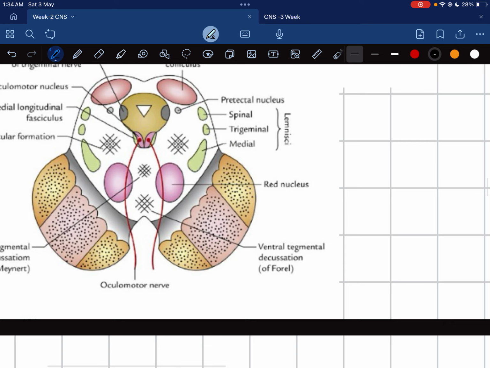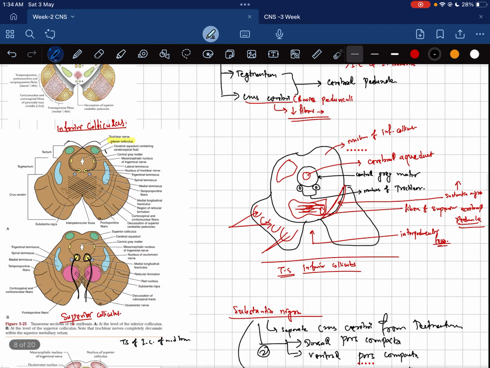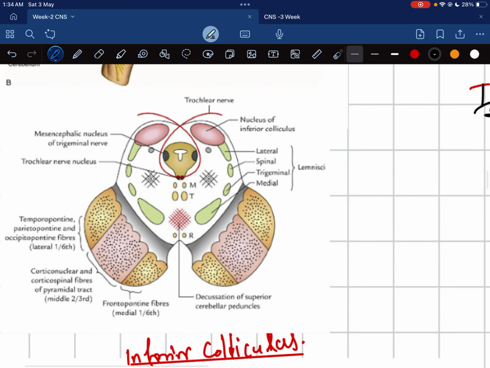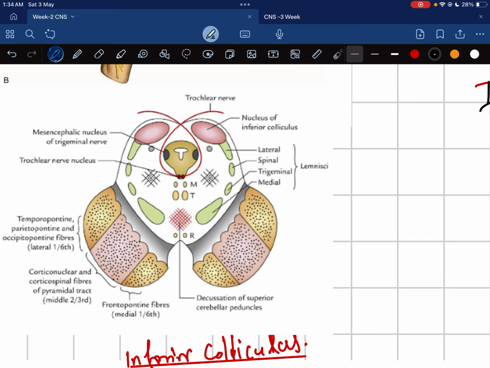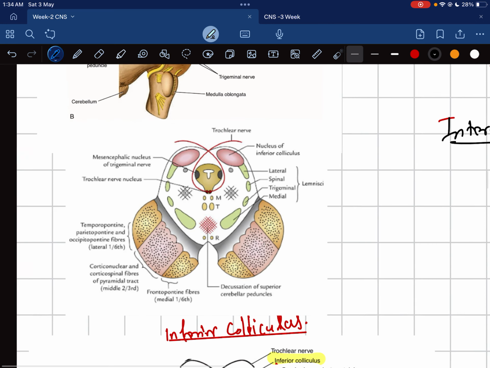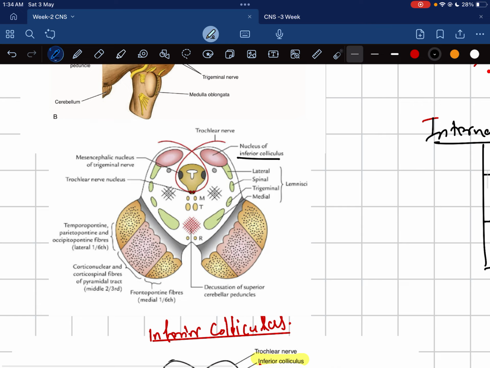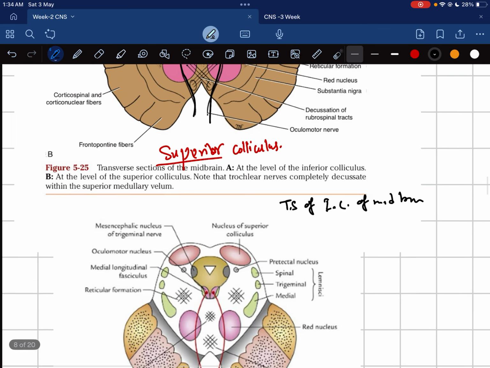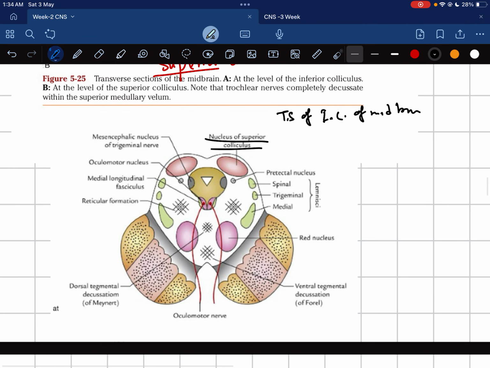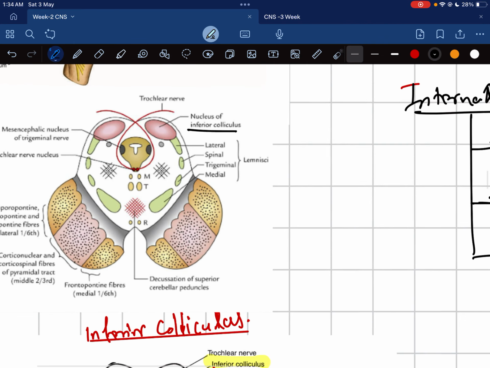And when you look, this is the level of inferior, and this is the level of superior colliculus. So this we have discussed, the superior colliculus. Now moving on to the inferior colliculus.